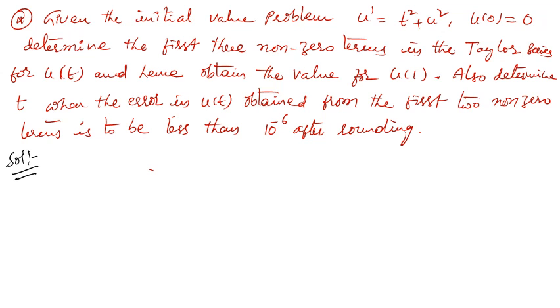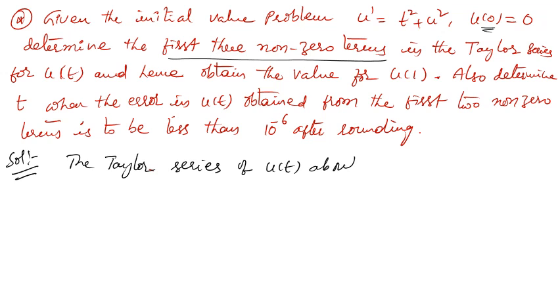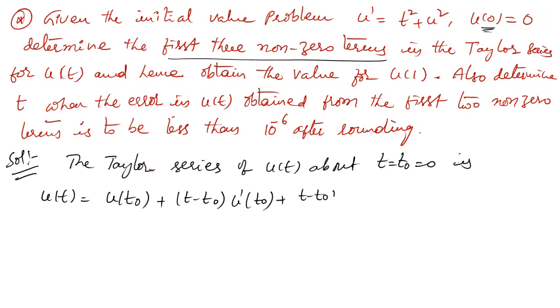Solution. First, let us write the Taylor series expansion up to what? The first question, up to first three non-zero terms. The Taylor series of u of t about t equal to t naught equal to 0. Let me not write up to, because how many non-zero terms we will get we don't know. The Taylor series of u of t about t equal to t naught is u of t equal to u of t naught plus (t minus t naught) into u dash t naught plus (t minus t naught) whole square by factorial 2 into u double dash t naught plus (t minus t naught) whole cube by factorial 3 u triple dash t naught, and so on. Take this as equation 1.